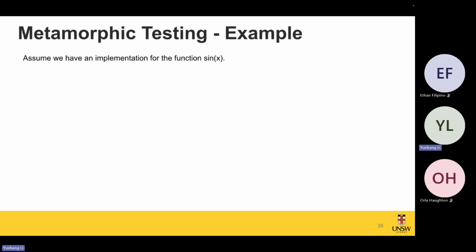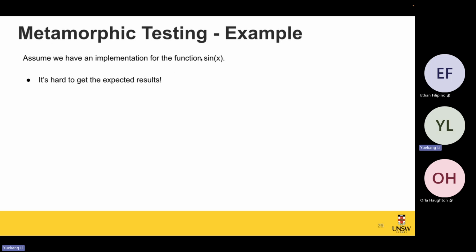Let's assume that we have implemented a function to calculate the value of sine x. It's very hard to get the expected result, right? What's the result of sine 1? It's hard to calculate. If we want the exact result, we may need the exact value of pi, and we know that we can never get a truly precise value of pi. So it's hard to get the expected values here.